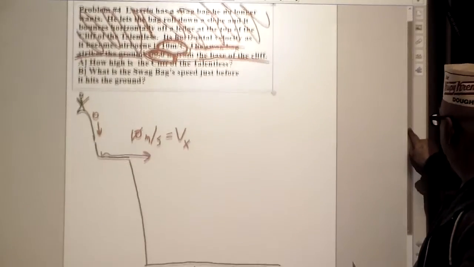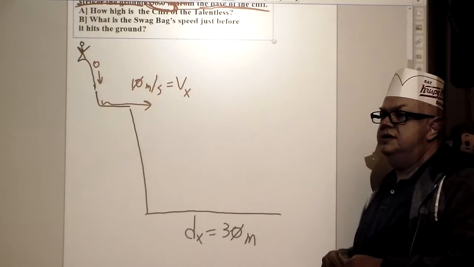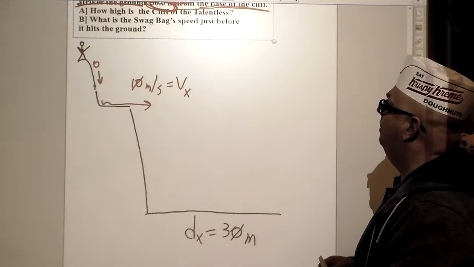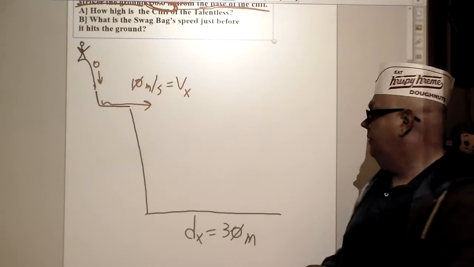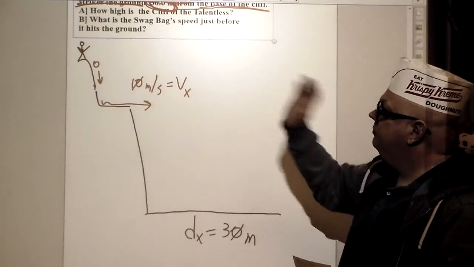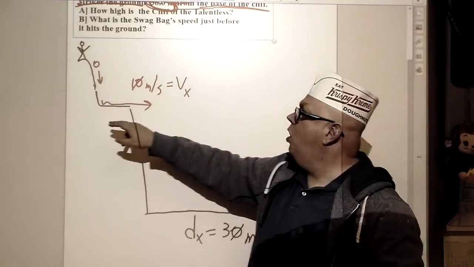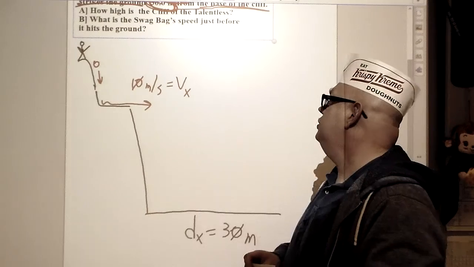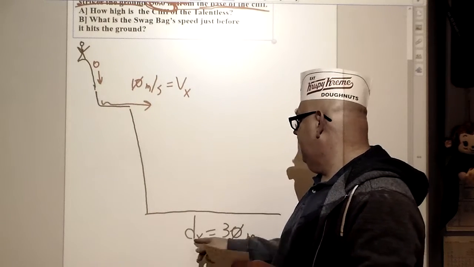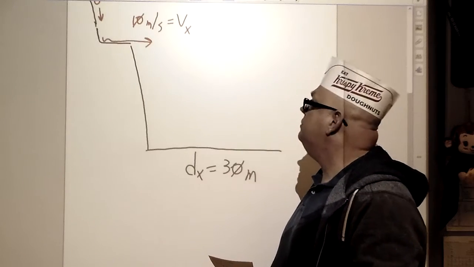I had to stop and make this a part 2 simply because it takes time to go and explain these problems in detail. So let's go with it. So we've got our drawing. 10 meters per second is equal to Vx. We have our dx is equal to 30 meters.